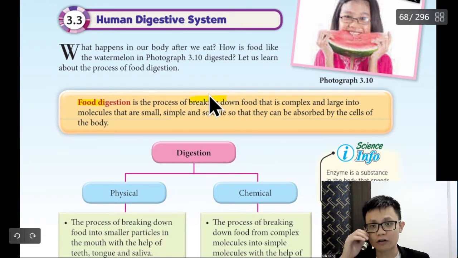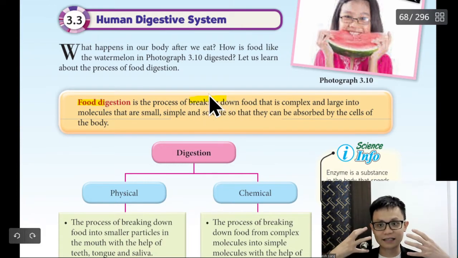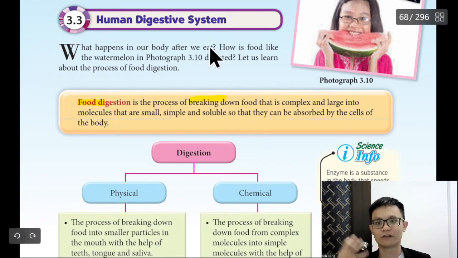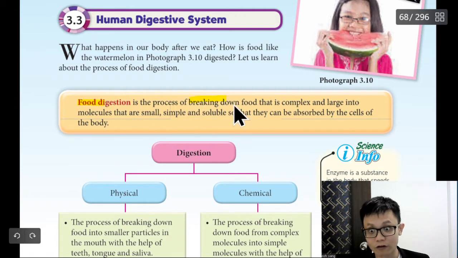Okay, so we want to talk about digestion. What do we mean by digestion? You eat the food, but your body also will eat the food. Food digestion involves the breaking down of food from complex and large molecules to small and soluble ones, so that they can be absorbed by the cells of the body.